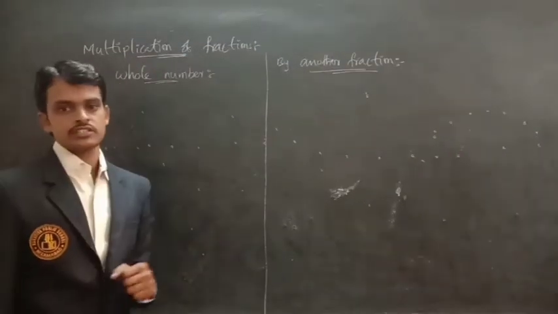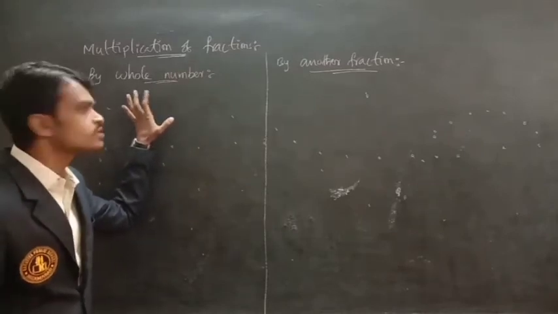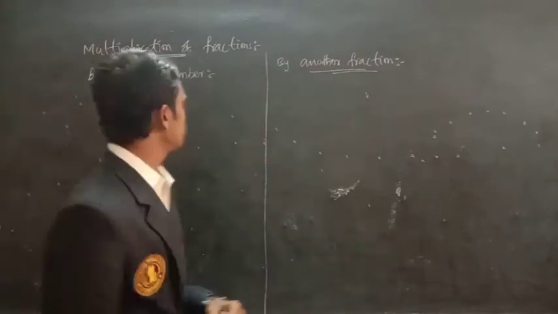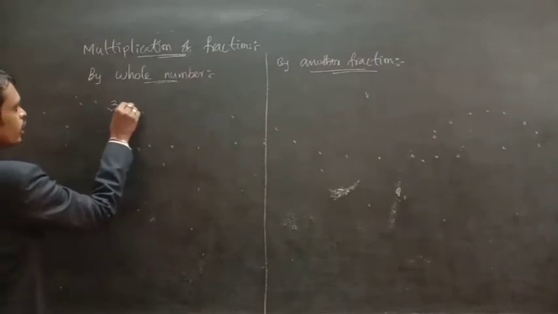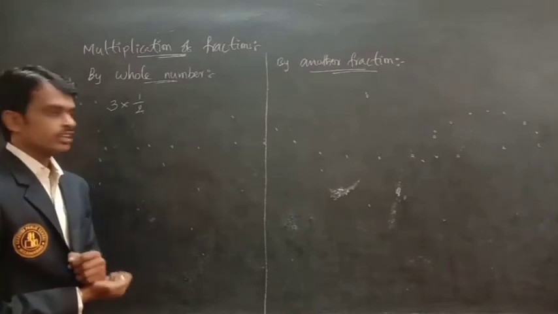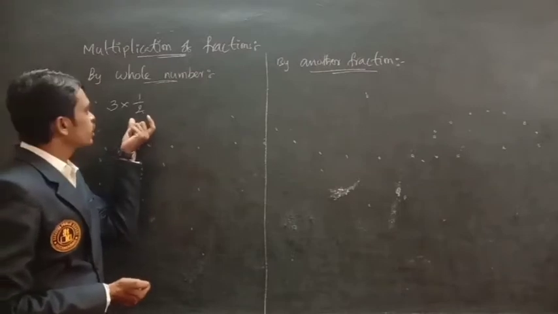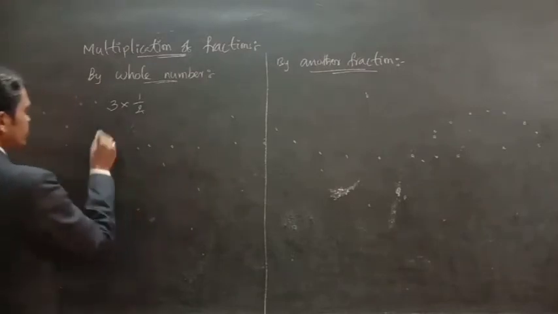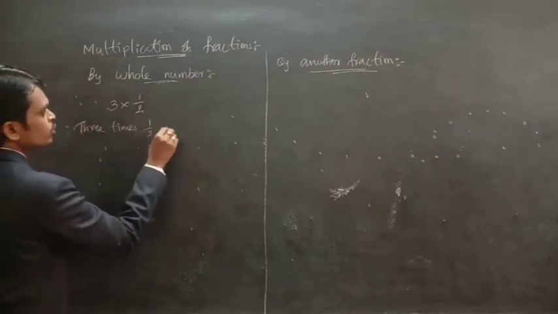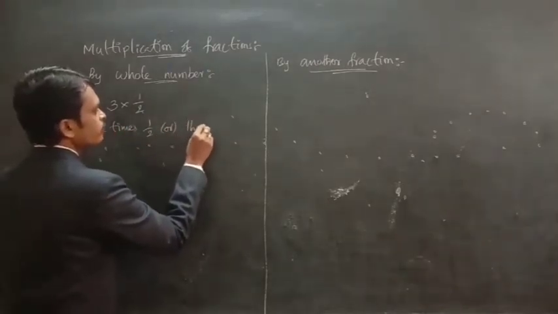Multiplication of fractions. Let us discuss the multiplication of fractions. Here we multiply fractions by whole numbers and by other fractions. For example, 3 into 1 by 2. What does this mean? 3 times 1 by 2 are 3 halves. We read it as 3 times 1 by 2 are 3 halves.